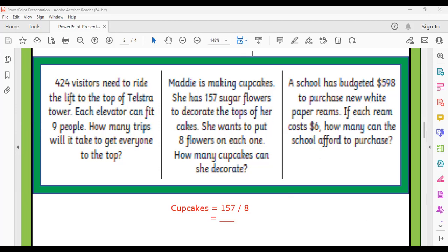Okay, what method do you want to go with? Straight to the number sentence. Good. Tell me what's on the left of your number sentence first. What are we finding? The white paper reams. Come again? The white paper reams.